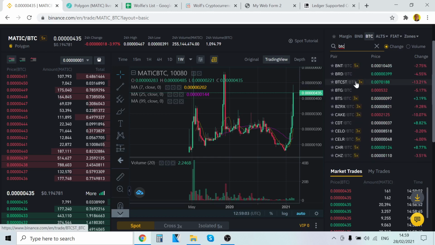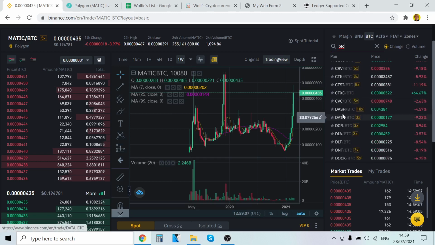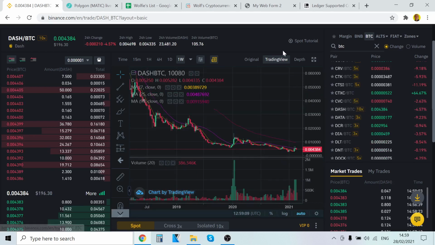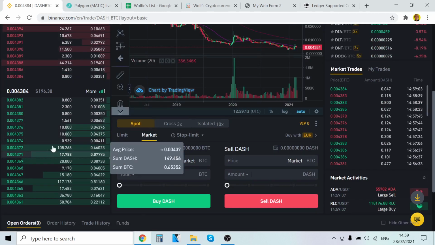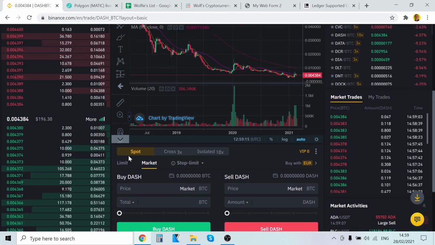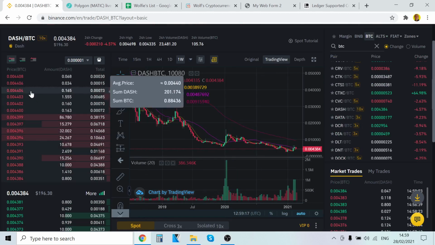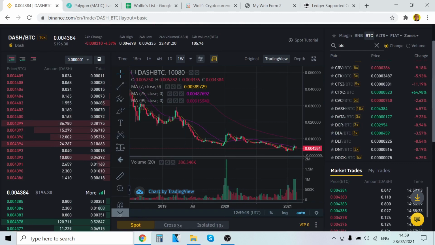Let's say that you want to buy, for example, Dash. So click Dash, that's BTC. And again here, people who are selling Dash and people who are buying Dash. Okay, so you want to, for example, buy Dash now. So you are now trading the Bitcoin that you got from selling your MATIC.